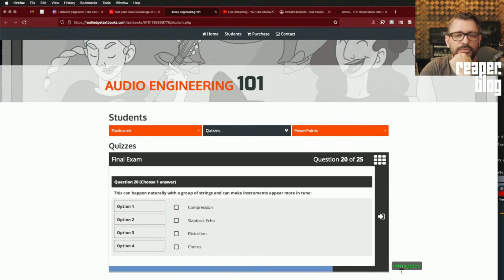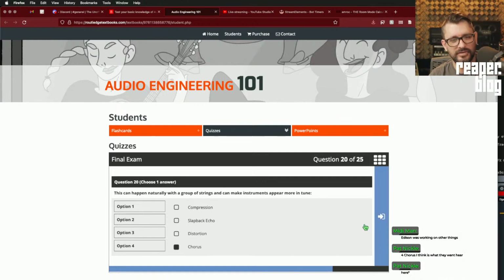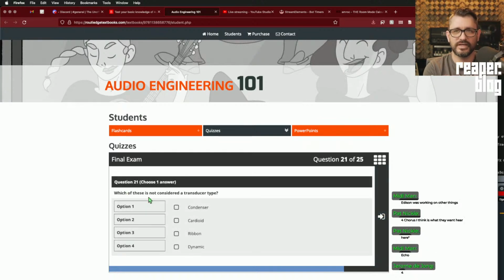This can happen naturally with a group of strings and can make instruments appear more in tune. Yeah, chorus is the answer they want. I would say chorus makes things sound less in tune, but it is the only thing related to pitch here, tuning, etc. Which is not a transducer type: condenser, cardioid, ribbon, or dynamic.